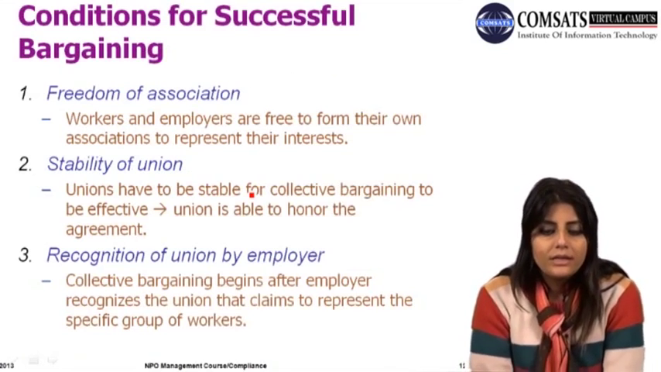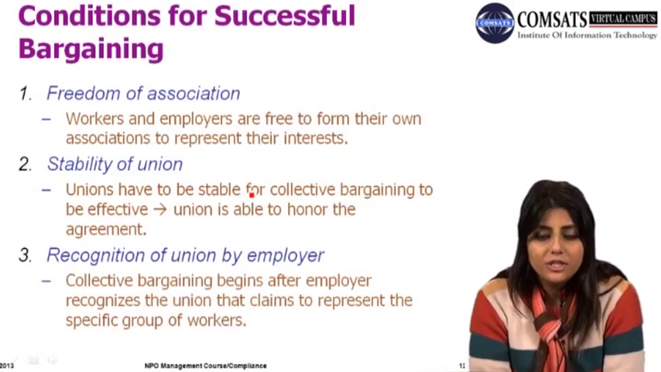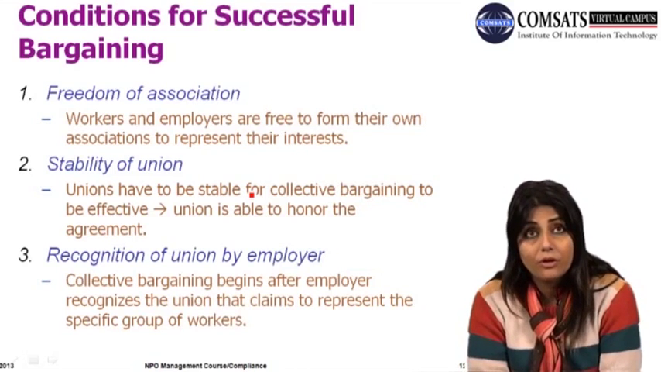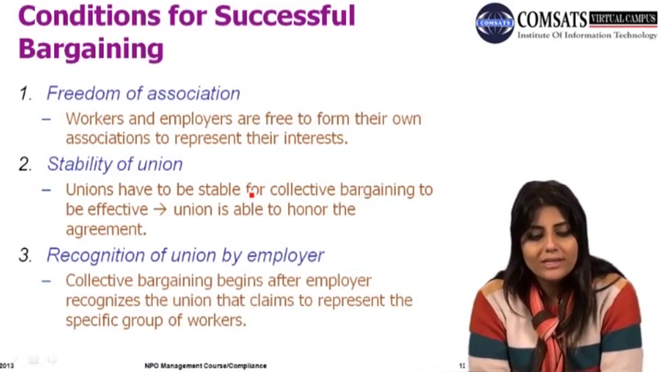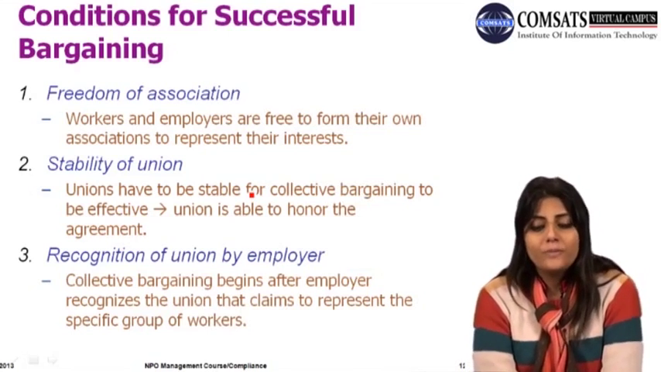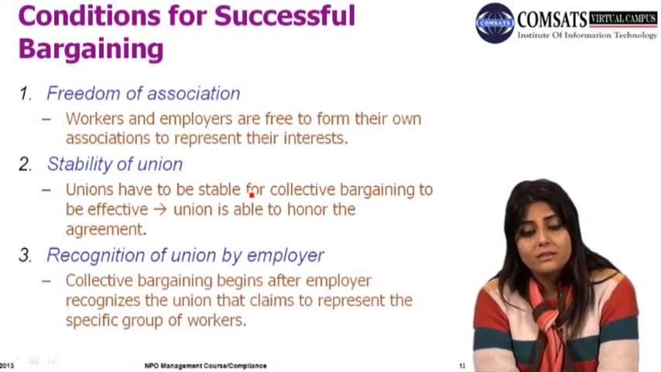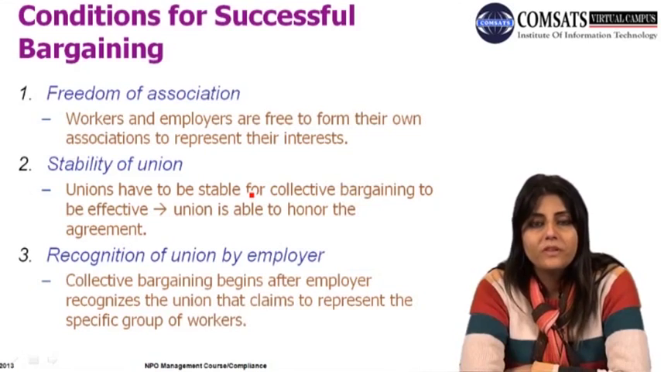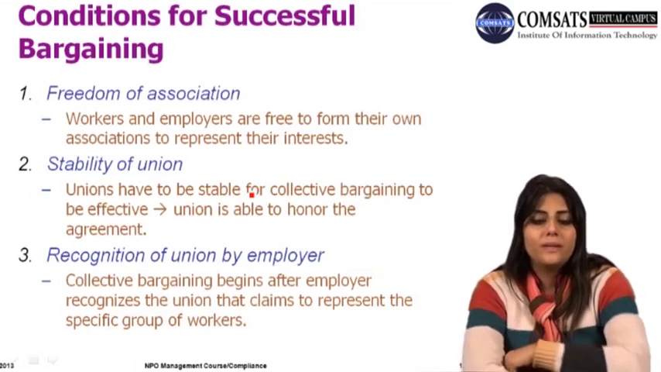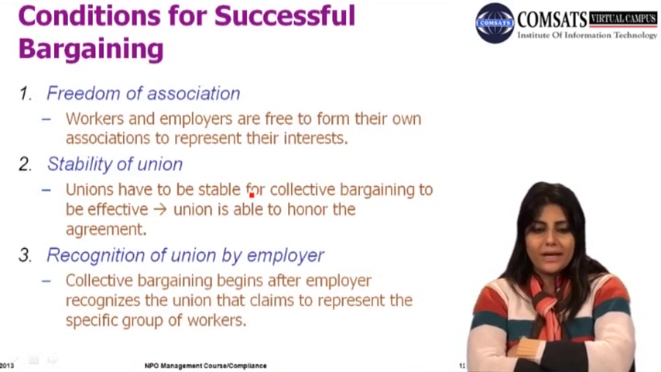Then what are the different conditions for successful bargaining? A number of conditions are there for the bargaining to be successful. One is the freedom of association, where workers and employers are free to form their associations to represent their interests, right? The stability of the union, where unions have to be stable for collective bargaining to be effective. The union is able to honor the agreement, right? Union stability is important for successful bargaining.